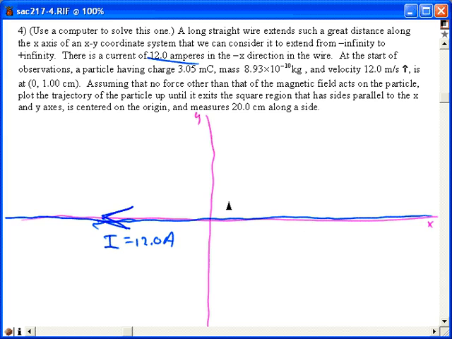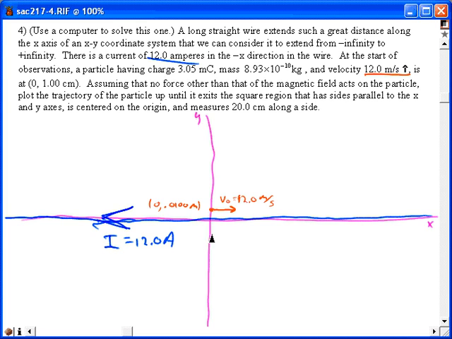Then we've got a charged particle that's initially at coordinates 0, I'll call that 0.01 meters. And it's got an initial velocity in the plus X direction. It's only got an X component here. That's the unit vector in the plus X direction. I'll call that V0, and it's equal to 12.0 meters per second.